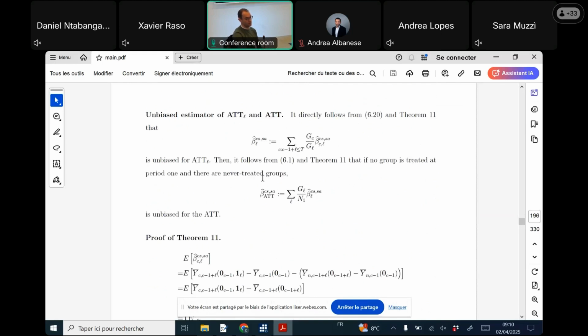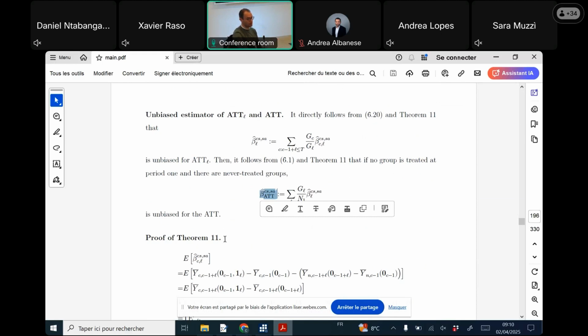And finally, to unbiasedly estimate the most aggregated parameter, the ATT, we use again the fact that the ATT is just an average of the event study effects. We plug in our unbiased estimators of the event study effects in the formula for the ATT, and that's going to give us an unbiased estimator of the ATT.